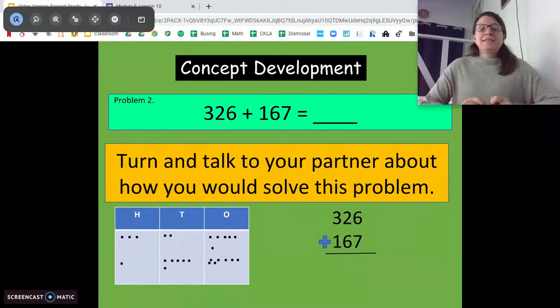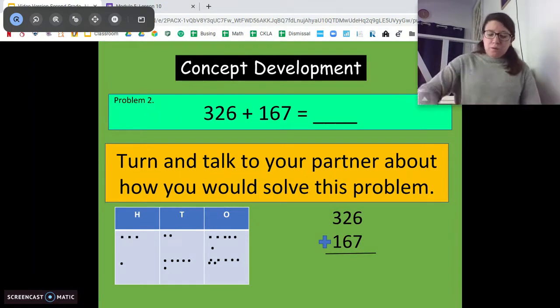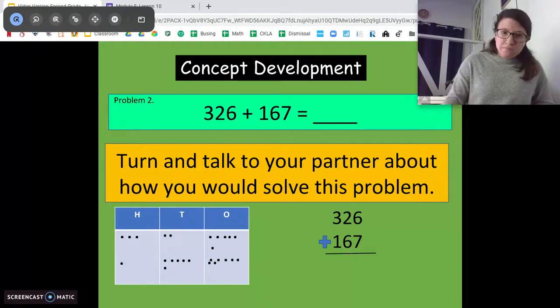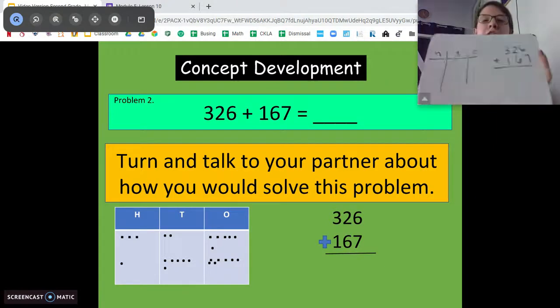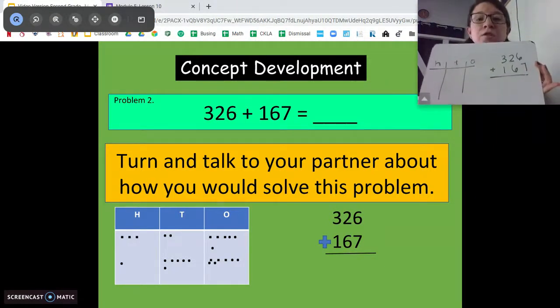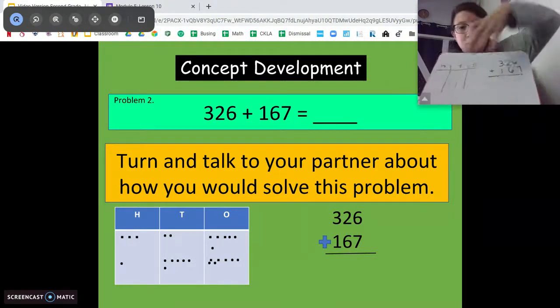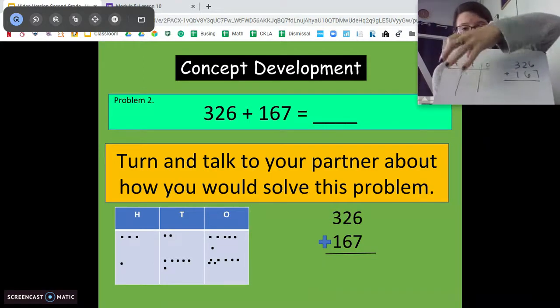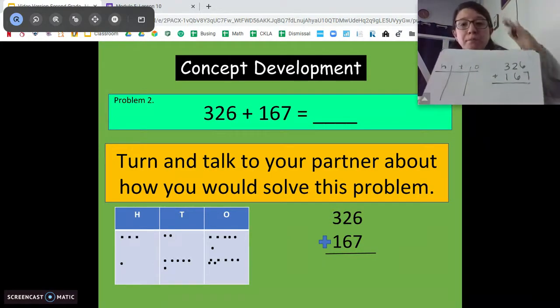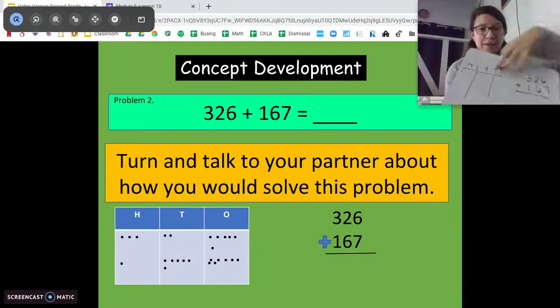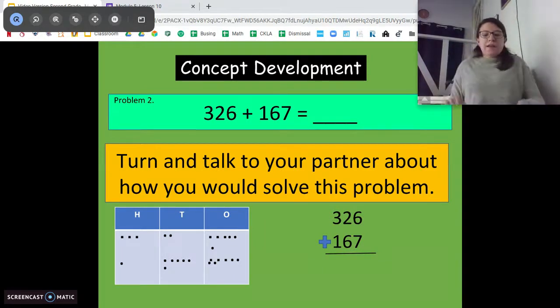Okay, same thing here. I want you to set up your paper with the vertical way on one side and then a place value chart for the drawing way on the other. So pause the video, set up both the vertical way and the drawing way, and then solve it both ways at the same time so you can see how they work together. So pause and do that now, and then we'll go over it.